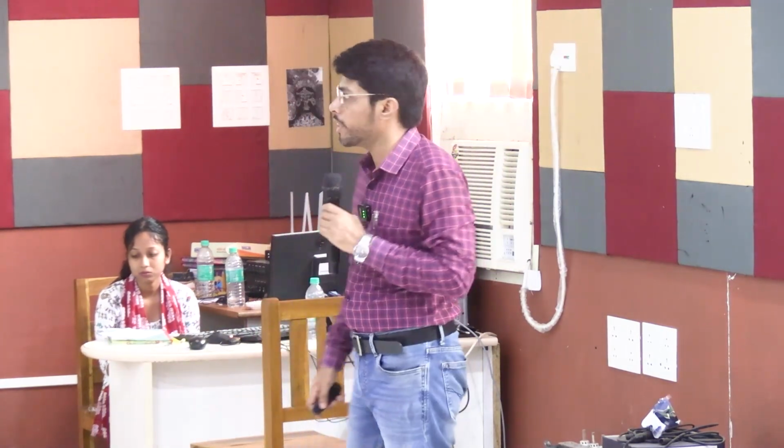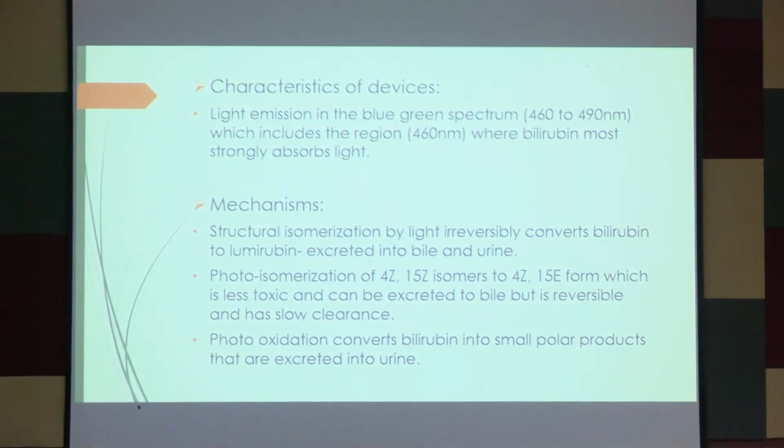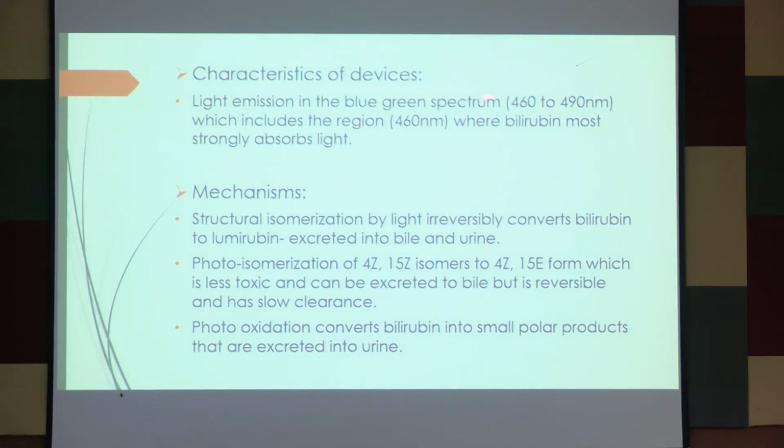Now, the device by which phototherapy is given: light emission in the blue-green spectrum, wavelength is 460 to 490 nanometer, and 460 nanometer wavelength is most effective because here bilirubin most strongly absorbs light.